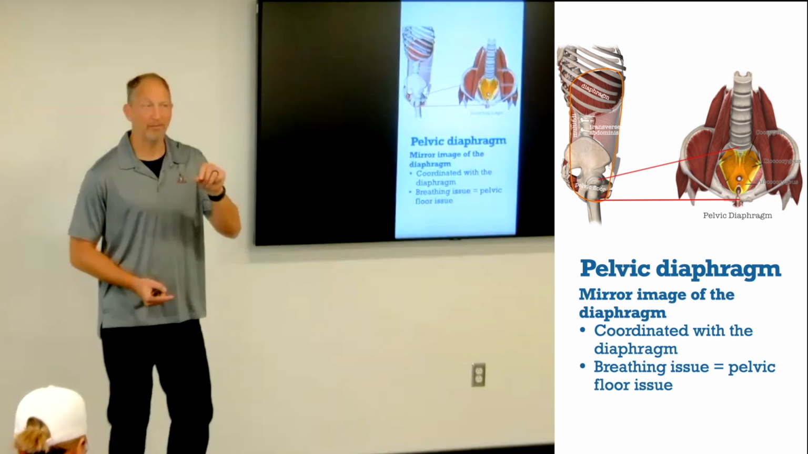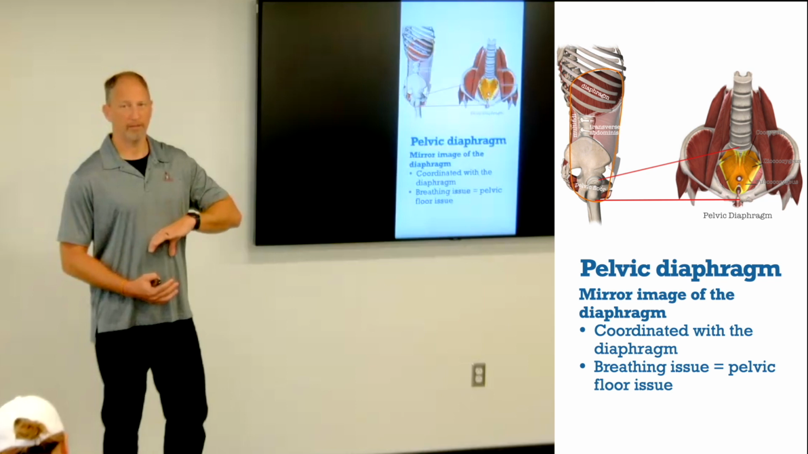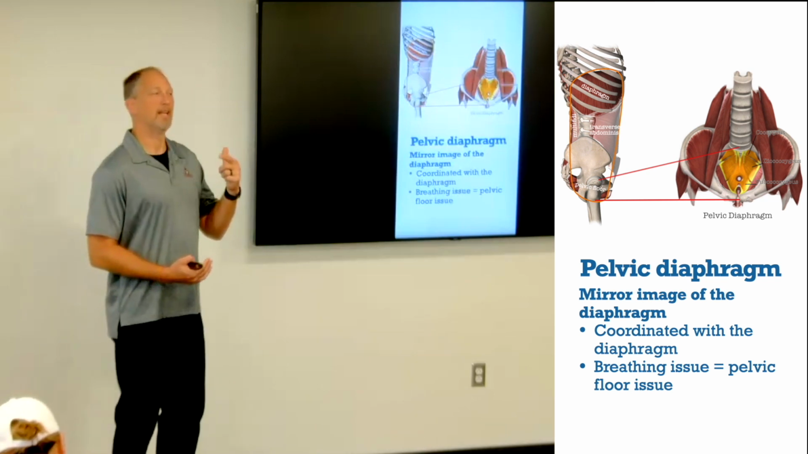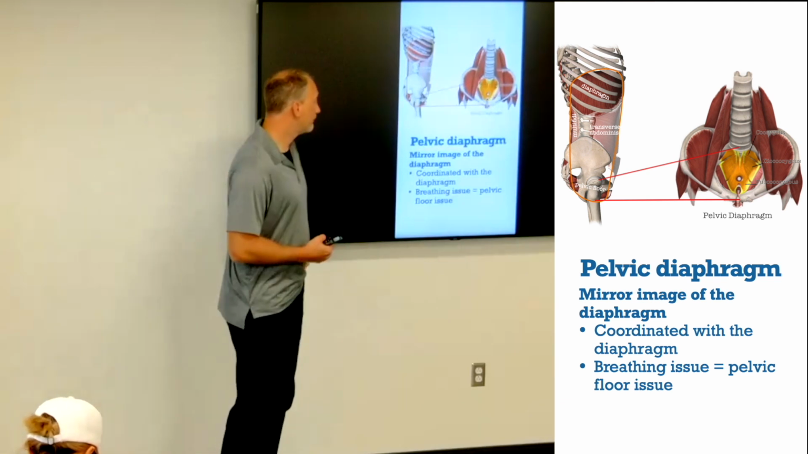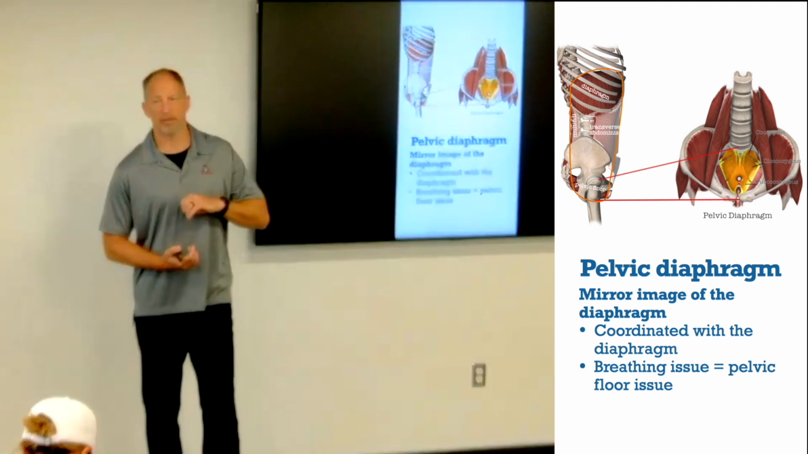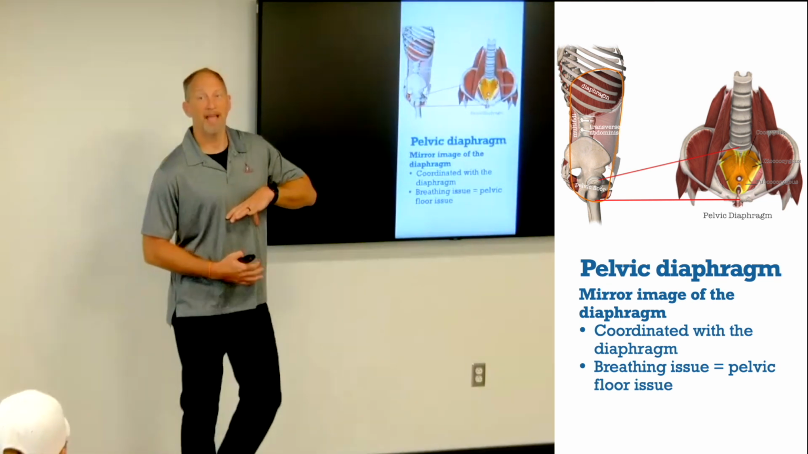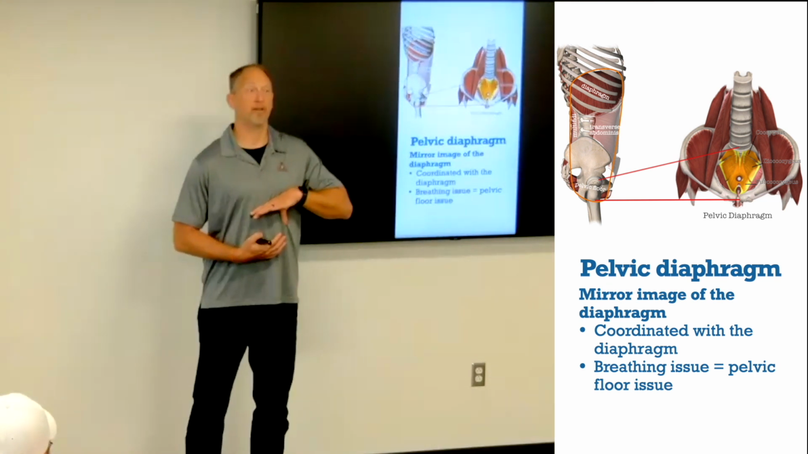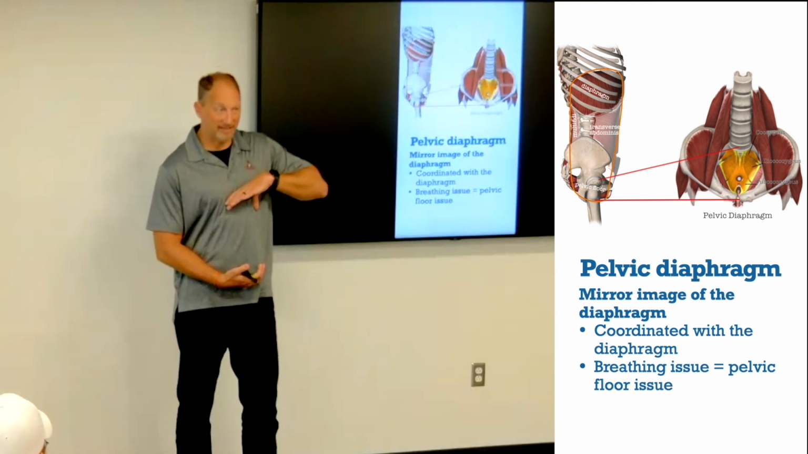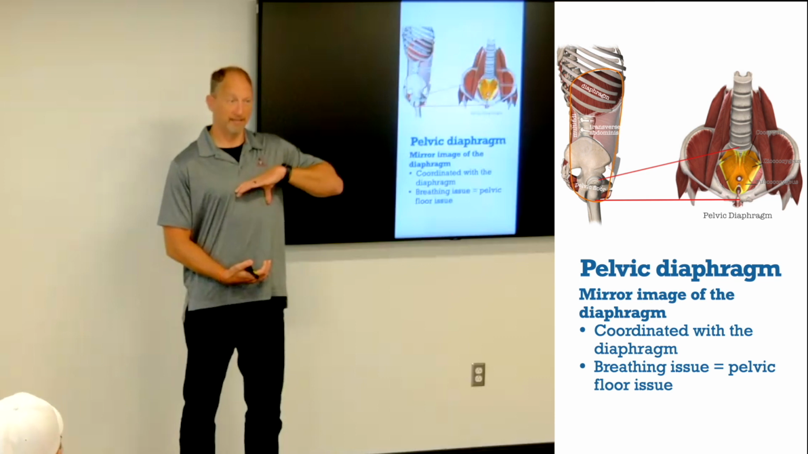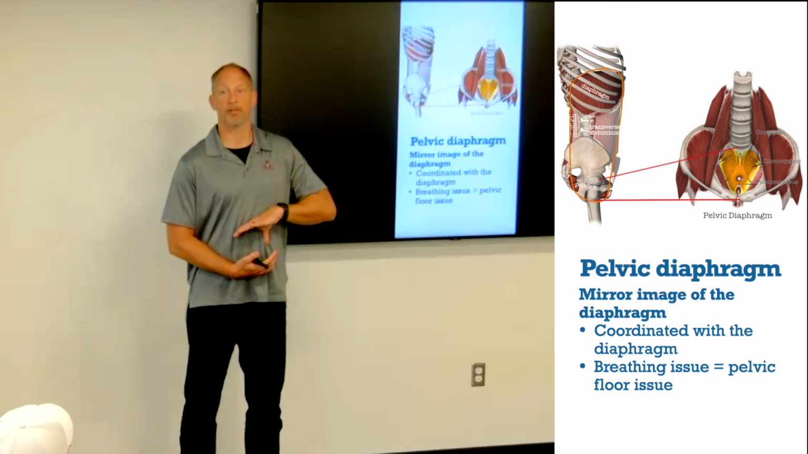Now, I say that with a caveat. All the time we see breathing issues, but it's not necessarily just a diaphragm issue when we see breathing problems. The two have to be coordinated. So the one action potential of the diaphragm has to work in coordination with the 18 action potentials of the pelvic floor. So as the diaphragm is activated and is drawing the lungs down, the pelvic floor has to respond appropriately.